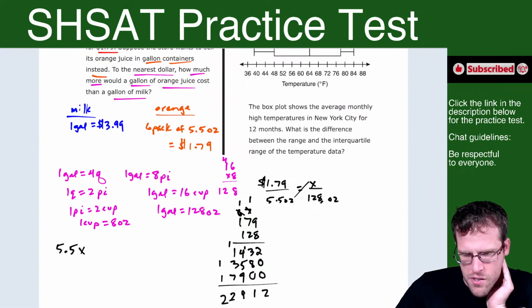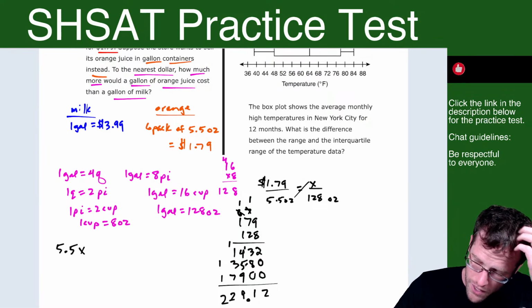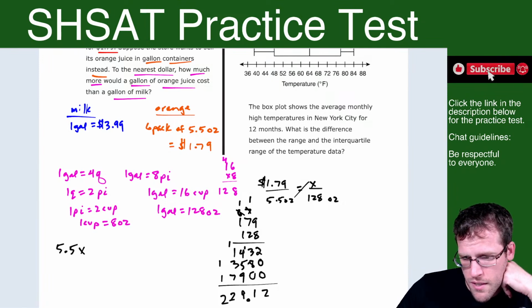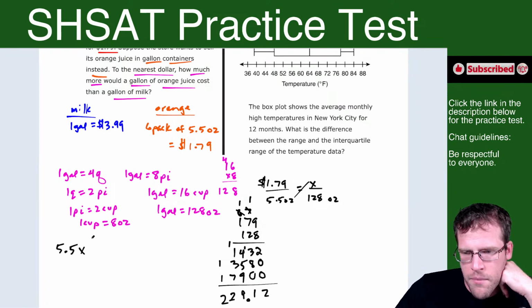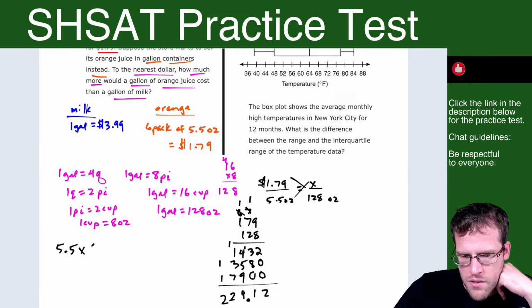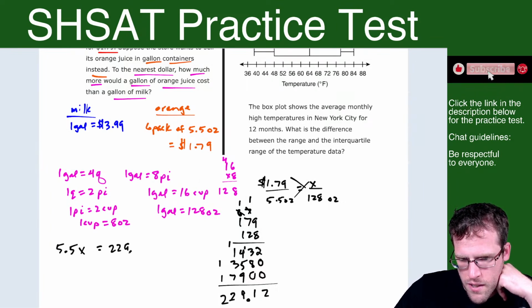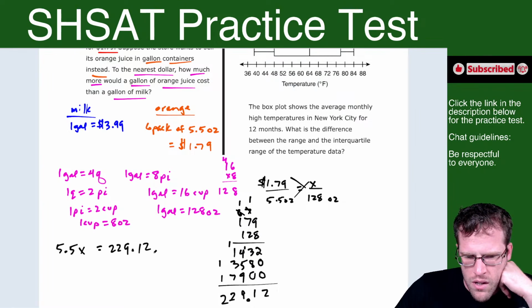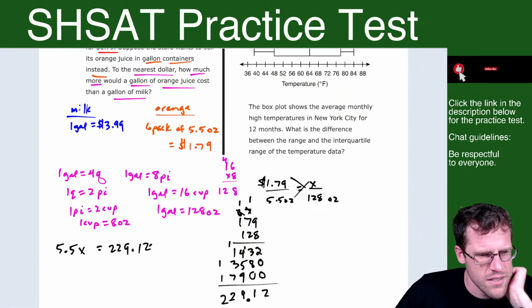So this would be 229.12. Seems about right. Yeah, 128 times 1.79 would be 229.12. That's more reasonable, because it's not double. It's a little less than double. That makes sense. So now 5.5x equals this times this, which is 229.12. So now divide. Yikes.